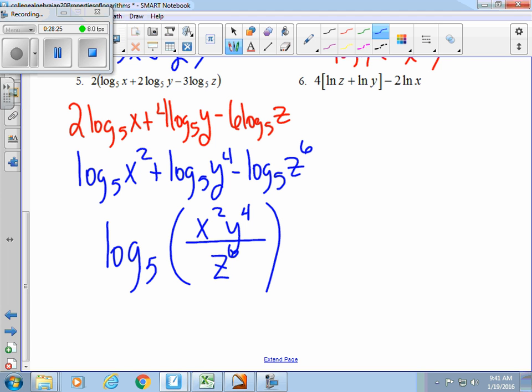And the last one on this page. So, stick with what we did last time. Distribute that 4. Then what? Move the power, make the numbers in front powers.